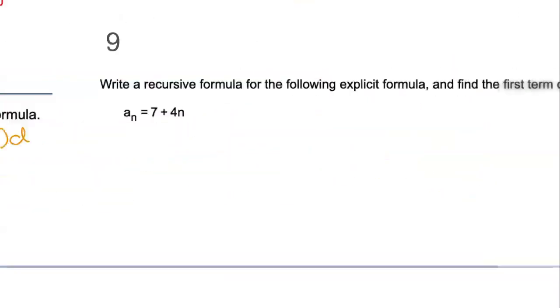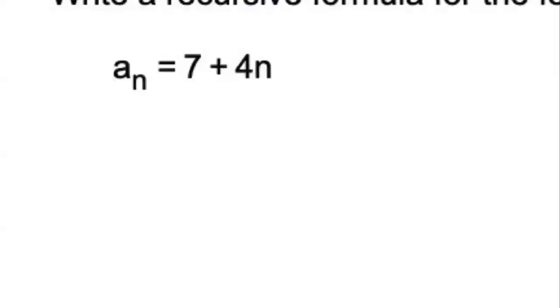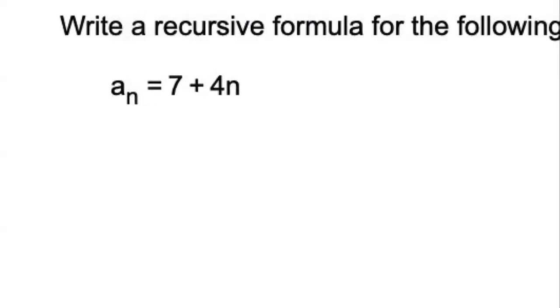All right, last problem. This one wants you to write the recursive formula for the following explicit formula and then find the first term of the sequence. So this is the explicit formula. A sub n equals 7 plus 4. And the thing about this problem is that it doesn't give you the common difference and it doesn't give you the first term. But what do you think I would have to do to find the first term for this equation? Take your best guess. It kind of has to deal with what we did before. How would I find the first term?